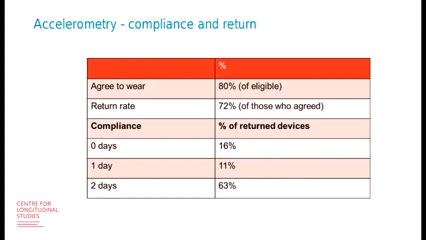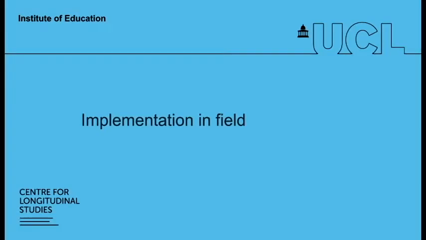In terms of compliance and returns, amongst those who are eligible to complete this activity, 80% agreed to wear it, and of those 80%, 72% returned the accelerometer. In terms of compliance and the data that we obtained on the returned devices, 16% of those had data for no days, so no data on them. 11% had data just for 1 day, and 63% for 2 days. So in total, we've got data for just under 5,000 cohort members.